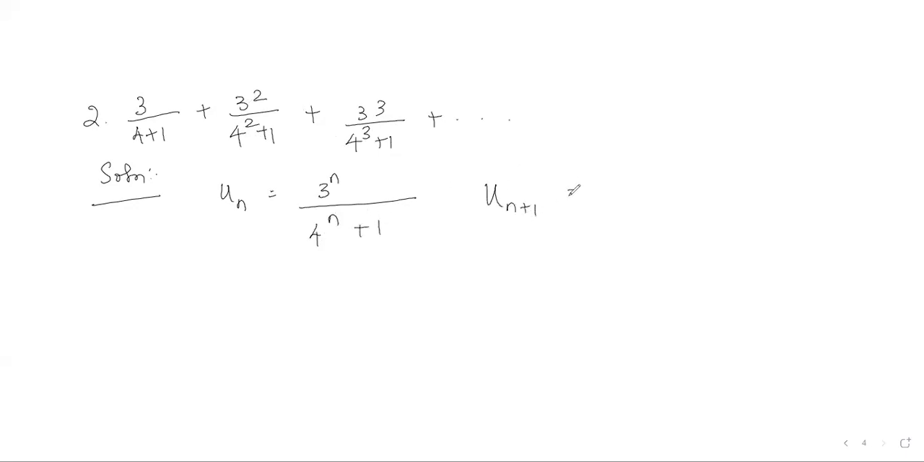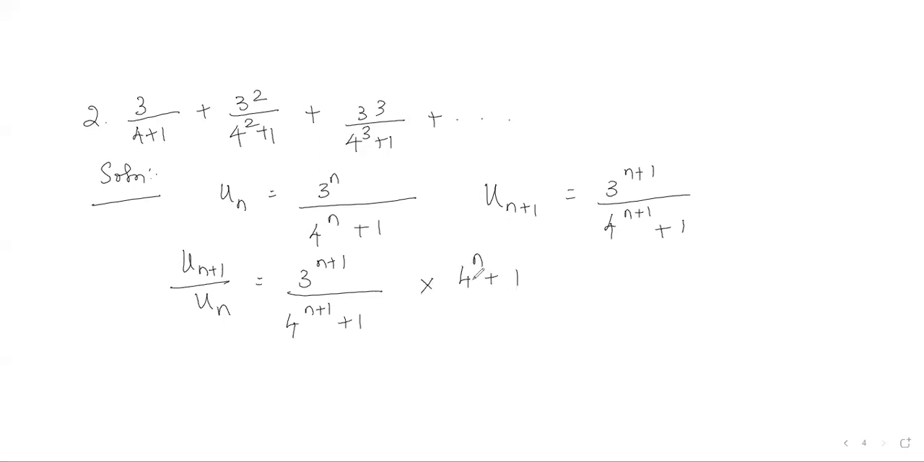Now find out un plus 1. Just replace n by n plus 1: 3 power n plus 1 divided by 4 power n plus 1 plus 1. Now let us find out un plus 1 by un. So un plus 1 is 3 power n plus 1 divided by 4 power n plus 1 plus 1, into reciprocated, so that I will be getting 4 power n plus 1 divided by 3 power n. So 3 power n plus 1, I can write it as 3 into 3 power n, and here also 4 power n plus 1 can be written as 4 power n into 4 plus 1.